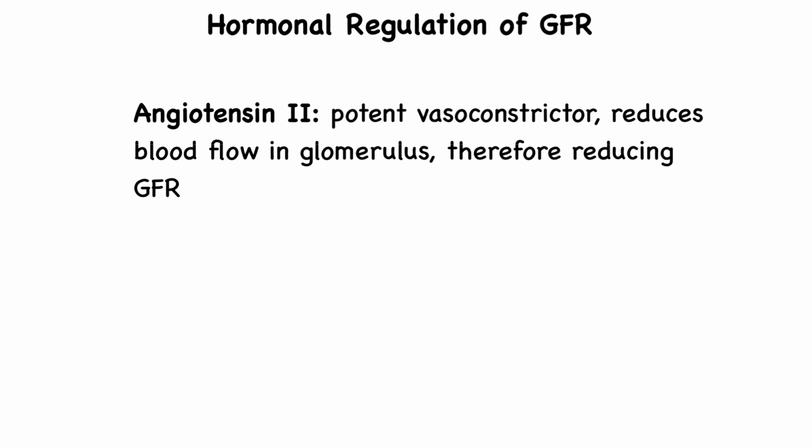And finally, there is the hormonal regulation of glomerular filtration rate. Two hormones that contribute to this are angiotensin II and atrial natriuretic peptide. Angiotensin II is a very potent vasoconstrictor that can constrict both the afferent and efferent arterioles, reducing blood flow in the glomerulus, therefore reducing glomerular filtration rate.